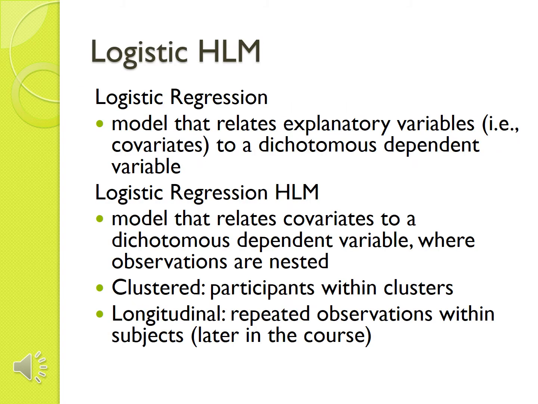So I want to do a quick logistic regression review. Logistic regression models a dichotomous dependent variable and relates explanatory variables. In comparison to that, we have the same kind of idea that we have covariates to a dichotomous dependent variable, and the observations are nested. We can have clustering the same way we have it in what we've done before. So we have participants within clusters or any kind of units within clusters.